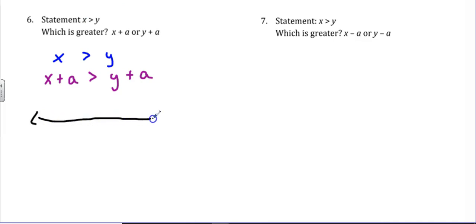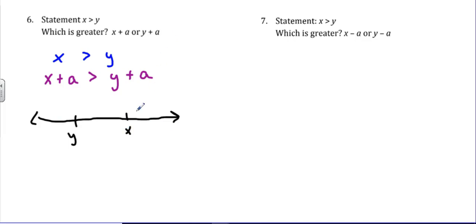To further explain why that works, let's think about a number line. If x is greater, it means that it is to the right of y. The bigger numbers on a number line are more towards the right, and the smaller numbers are more towards the left. It doesn't matter where 0 is on this. If x is greater, it's always going to be to the right.